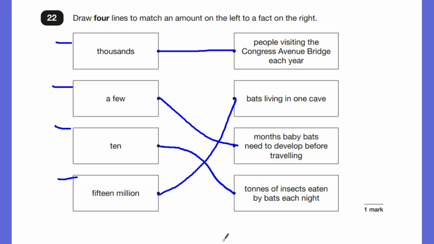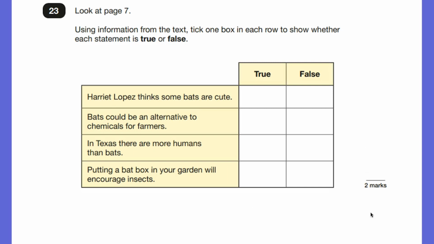Question 23 is a true or false table. You get 2 marks for getting all of them correct, and you'll get 1 mark for making 1 mistake. So using the information from the text, tick 1 box in each row to show whether each statement is true or false. Harriet Lopez thinks bats are cute. Well, we actually know that Harriet likes bats. Whether she thinks they're specifically cute, we'd have to check.